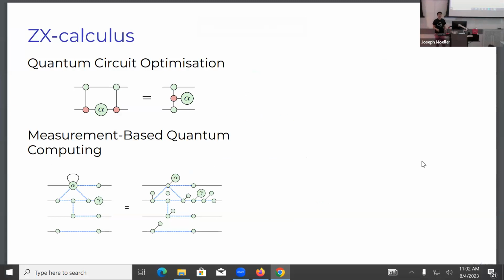So ZX calculus is a graphical calculus for doing reasoning with quantum computing, and specifically you can use it for quantum circuit compilation. You can do quantum circuit simulation with it, error correction, a lot of things. And here's another example. You can do measurement-based quantum computing. You can phrase these protocols using the ZX calculus. The generators consist of these Z and X spiders, which are Frobenius algebras, and they satisfy this bialgebra and Hopf laws because they're mutually unbiased observables.